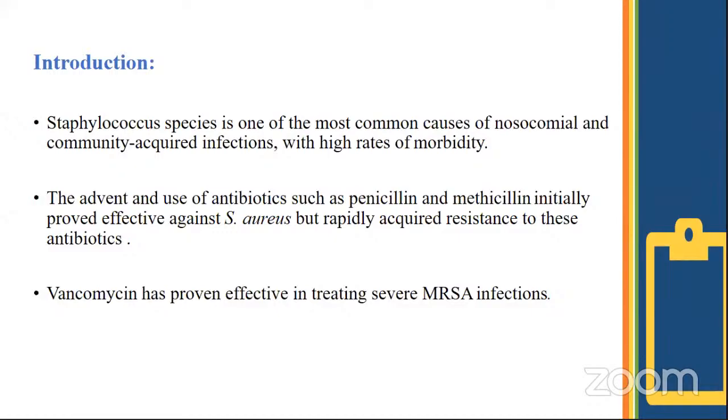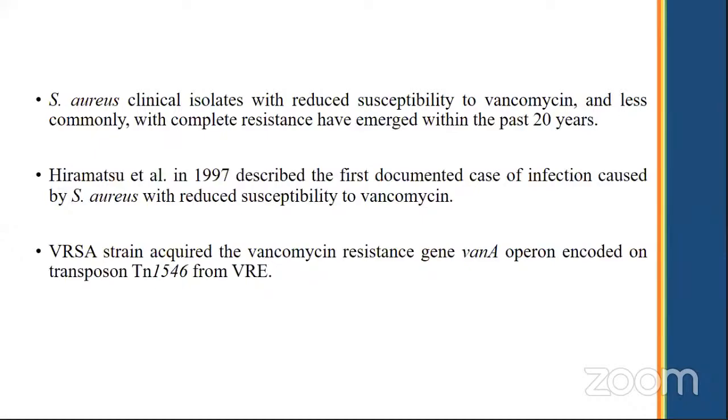Introduction. Staphylococcus species is one of the most common causes of nosocomial and community-acquired infections with high rates of morbidity. The advent and use of antibiotics such as penicillin and methicillin initially proved effective against Staphylococcus aureus but it rapidly acquired resistance to these antibiotics. Vancomycin has proven effective in treating severe MRSA infections.